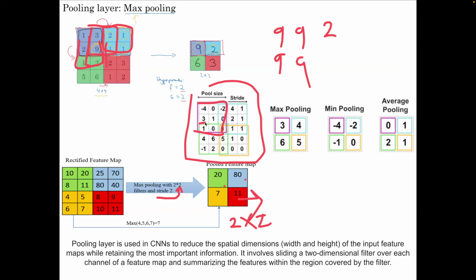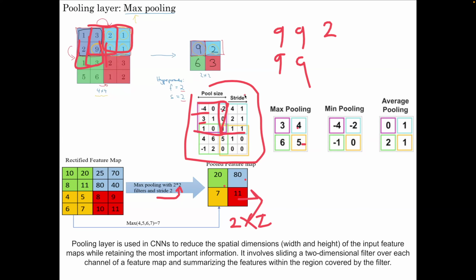The biggest pixel here is 3. We move 2 straight away. The biggest pixel here is 4. Move 2 straight down. The biggest pixel here is 6. We move 2 straight right. The biggest pixel here is 5. Minimum pooling, we pick the least pixel, which is -1, 2, -1, and 0.